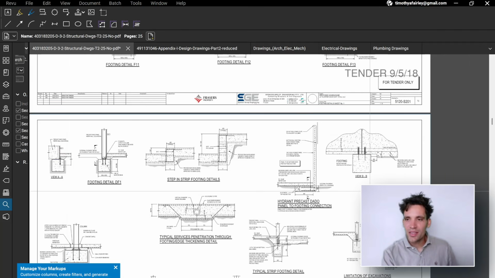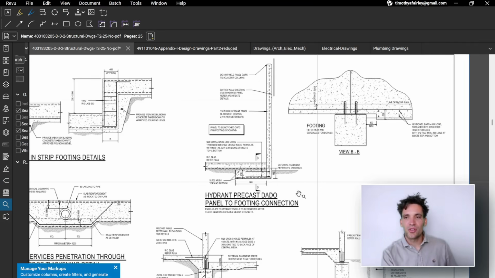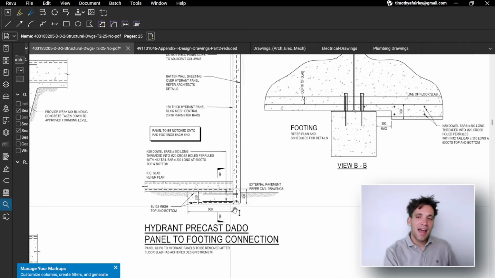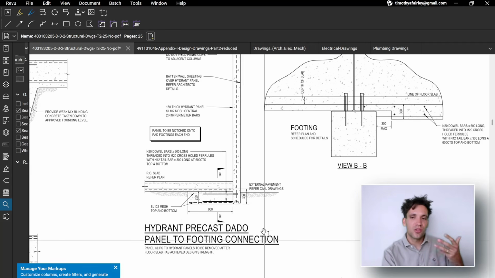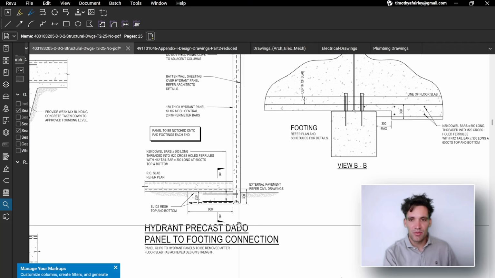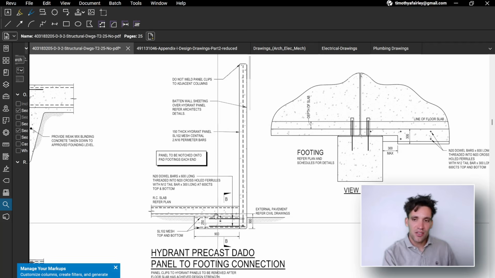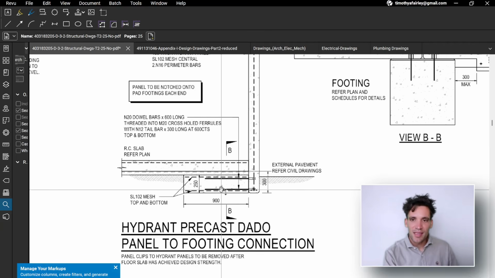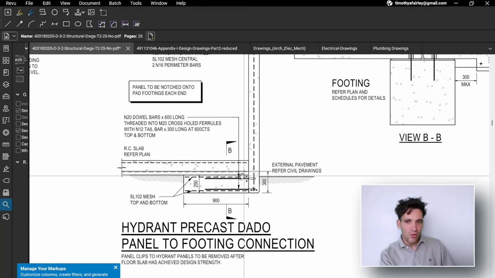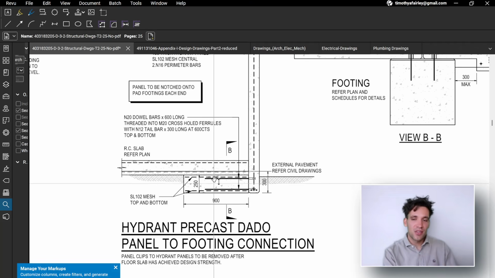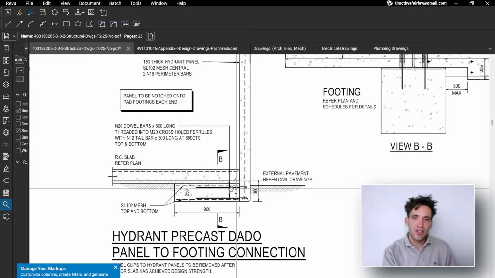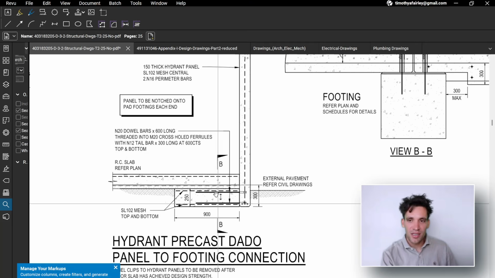So section views are basically blow-ups of certain types of connections, so you can add more detail to the actual construction and show exactly how it's going to be built. So for example, this is the interface between a precast wall and an in-situ slab. You can see exactly the reinforcement details. This has 2 layers of SL102 steel reinforcement mesh, and shows the connection from the base slab or the actual support foundations into the precast wall.